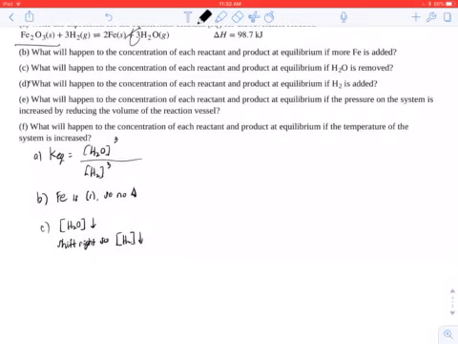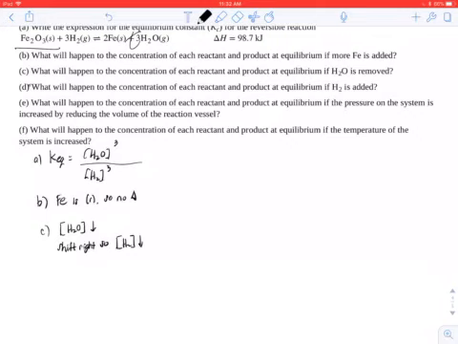For part D, what will happen to the concentration of each reactant and product at equilibrium if H2 is added? First of all, if we add H2, the concentration or pressure of H2 is going to go up. Now, if we add H2, this reaction will shift right. Which means that the concentration of water vapor is going to increase as well.